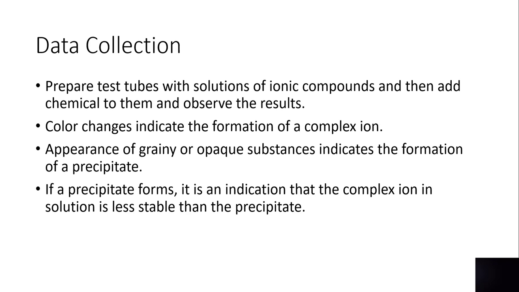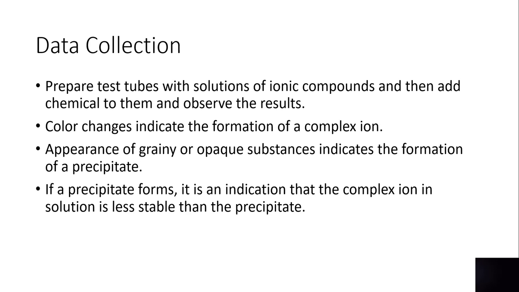What you're looking for as you add chemicals is a color change. This is indicating the formation of a different complex ion. So you will be starting with some complex ion, probably with water, and then you might have a color associated with that. And as you add other chemicals, if you see a color change, what that means is that you're adding something that is replacing the water as a ligand, and you observe that with the color change.